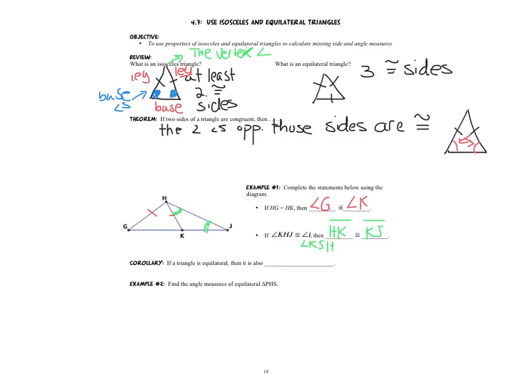All right, so this part we already know. If a triangle is equilateral, then it is also equiangular, meaning all of its angles are the same measure.